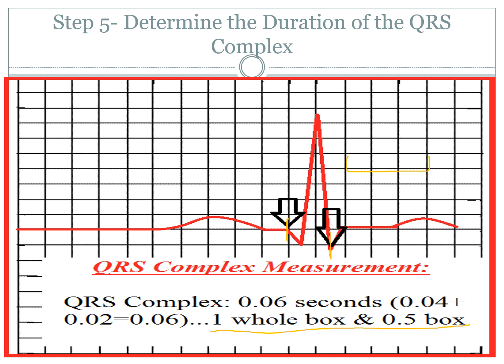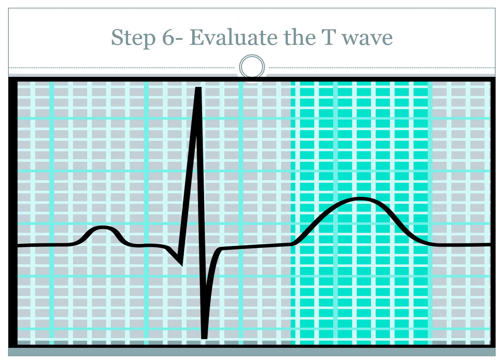It's the main thing we need to know when dealing with QRS complexes. Step 6 is we look at the T wave. Are they there? Are they normal shape? And do they follow the QRS complexes? Are they spread out? Are they peaked? These sort of things that we're looking for.